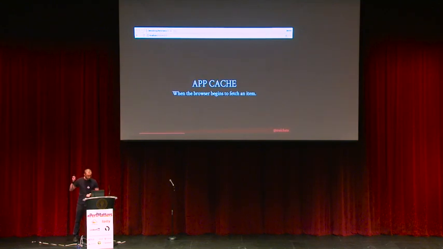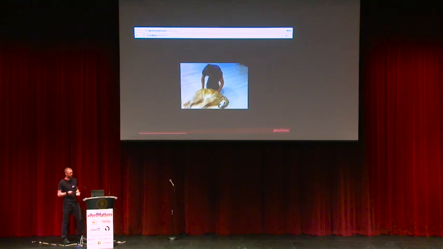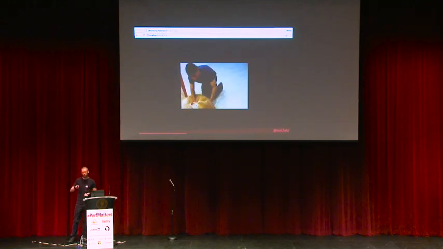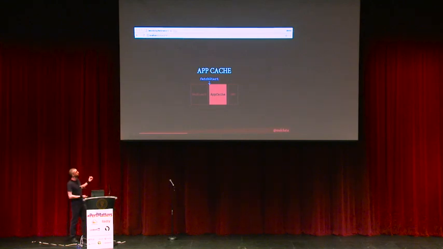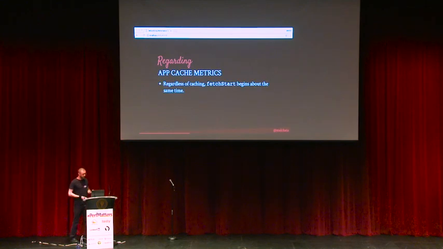Next, we're going to talk about app cache, and this is a somewhat oddly named phase, but really it's when the browser begins to fetch an item, and it's inclusive of whether or not the browser needs to fetch something from a cache. When we're talking about fetchStart, we're talking about as soon as it begins to fetch an item, including from the cache. And it's just this one metric. It's fetchStart. That's when it begins fetching. The app cache metric is a little bit fuzzy.